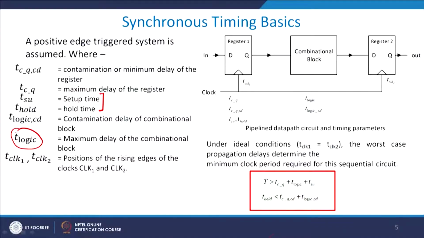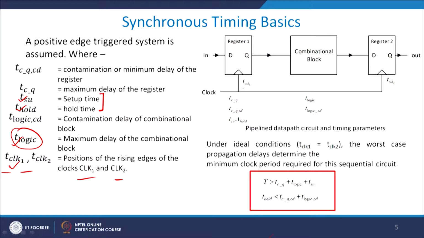What is hold time? Hold time is the minimum time after the rising edge of the clock, the same clock, till which the data must be held stable for the clock to understand that a fixed data has come to our system. Now, the maximum delay of the combinational logic block is known as T logic. T clock 1 and T clock 2 are the positions of the rising edges with respect to clock 1 and clock 2. So, we have understood setup and hold time.